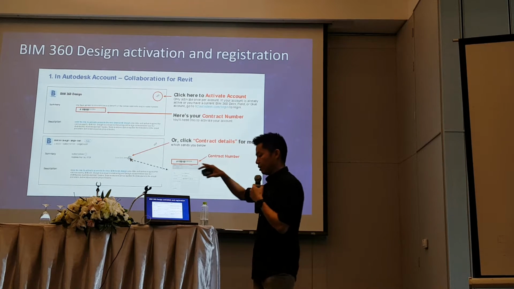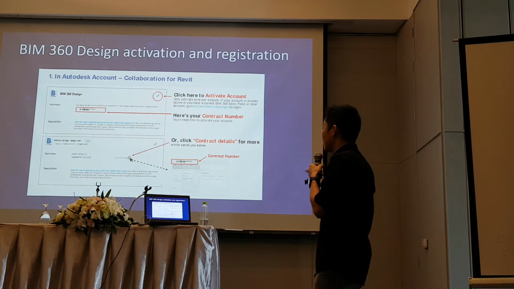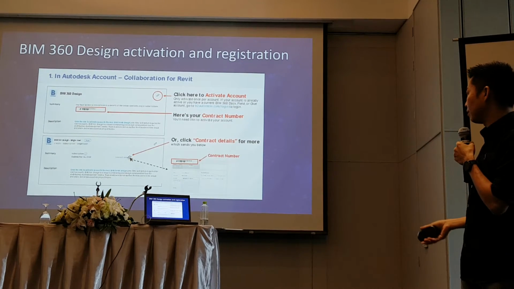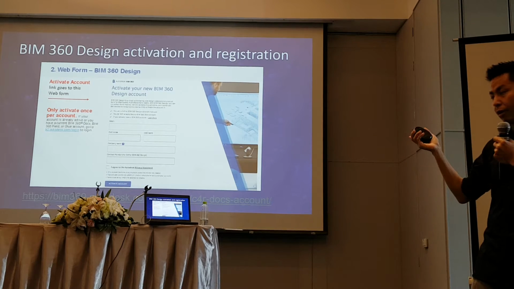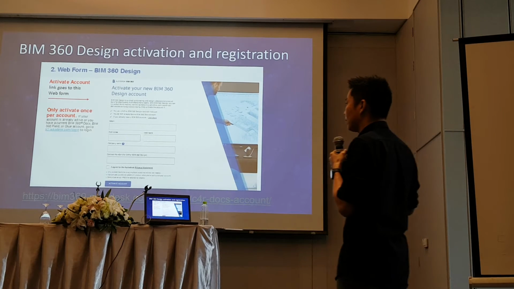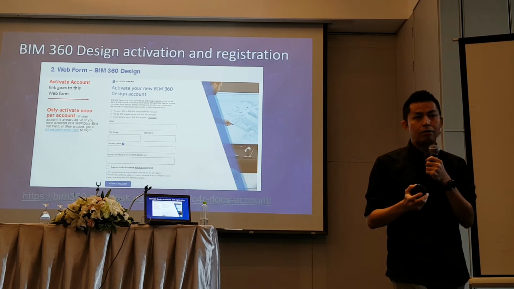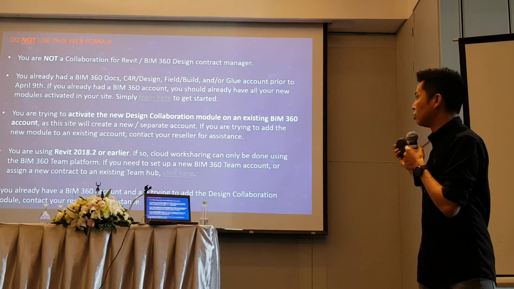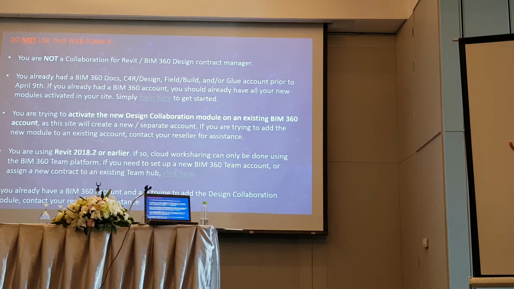At the bottom there is one link that says click here to activate access to the new BIM 360 Design. You click on that and it brings you to a web form. Fill up the web form with the name, email, company name, contract number, and so on, and click activate. Now, there are a few things you need to know here. Do not use this web form if you're not the account manager. There's a comment there: if you're not the account manager, you don't register.